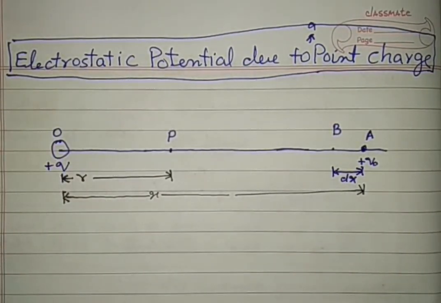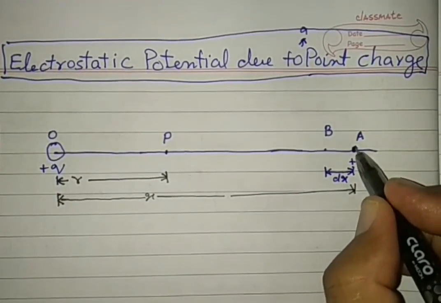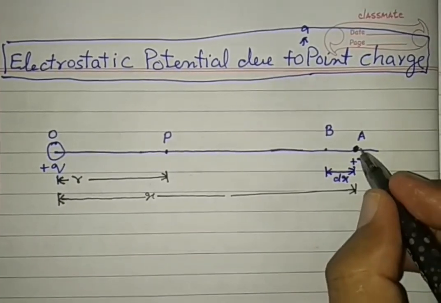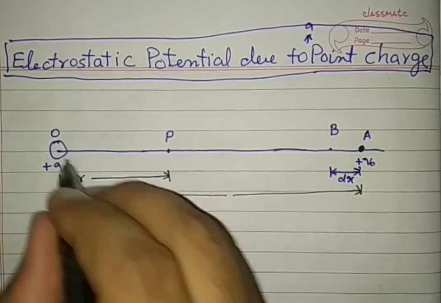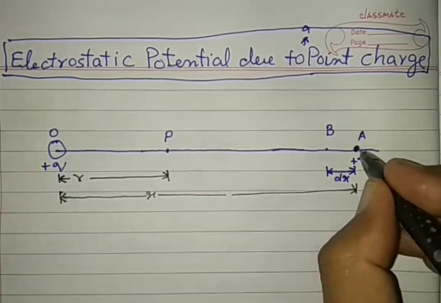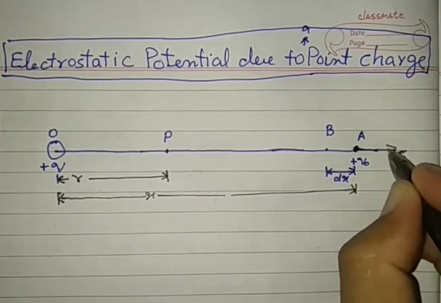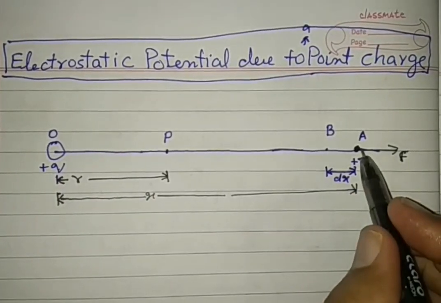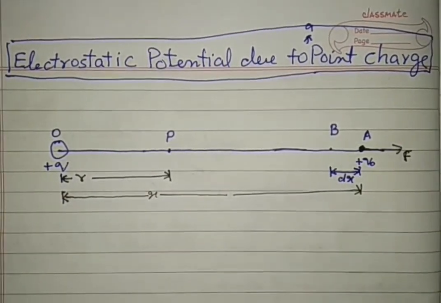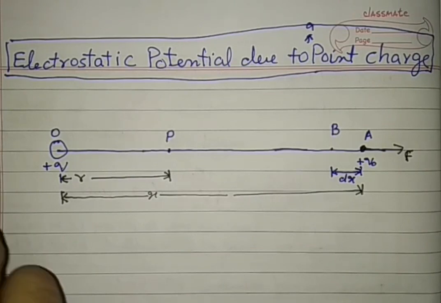Now see in this diagram very carefully, when the test charge is kept at A, then it will experience a repulsive force due to the presence of charge plus Q at O, and so this force will act in this direction. So the test charge tends to move away. This is the situation. We can write here this situation.